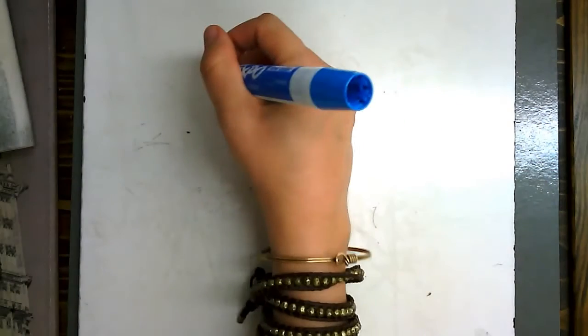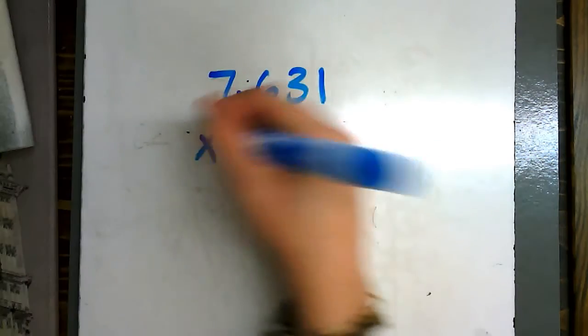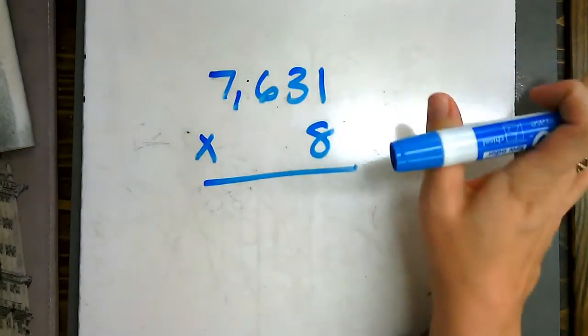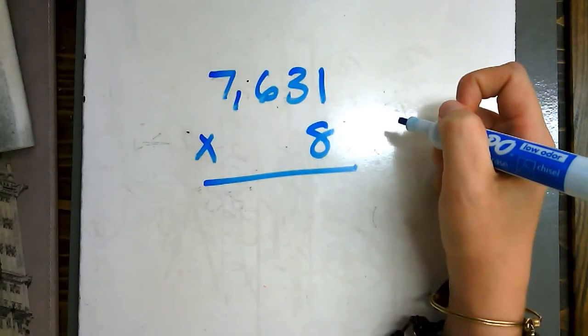Alright, so let's look at number 1. Number 1 is a multiplication problem. 7,631 times 8. I see that it's a single digit, so I know there's not going to be any 0 and cross out. There's just going to be one line of numbers.